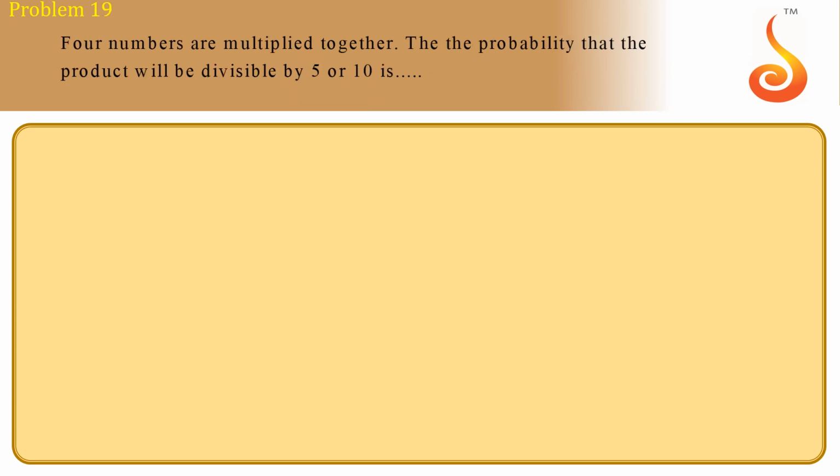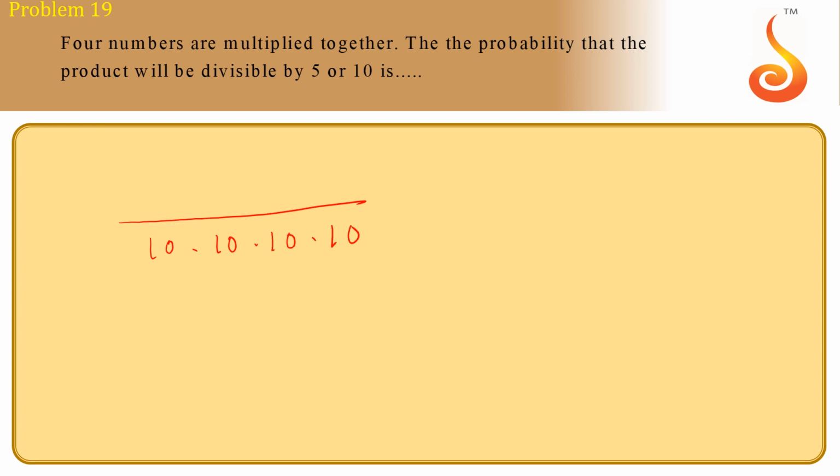Four numbers are multiplied together. What is the probability that the product will be divisible by 5 or 10? Okay, how to do it? See, when four numbers are multiplied together, whether the product is divisible by 5 or 10 depends on the units place. So the units place of the four numbers can be any of 10 digits.